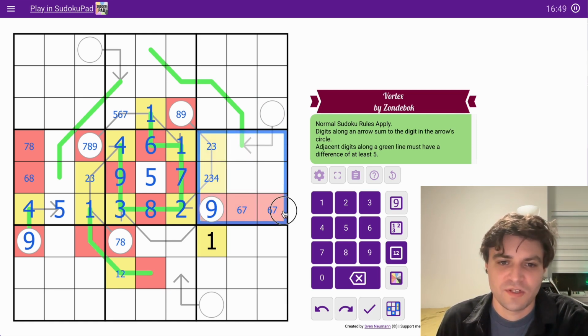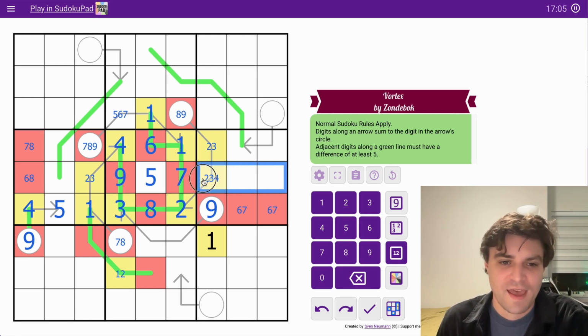So we need an 8 in this region. That 8 can't go on the line. It can't go on the line because these two numbers need to sum to this number. What would that need to be? It would need to be 8 and 1 to make 9, but there's already a 1 in this row. That means the 8 definitely goes in one of these two cells.